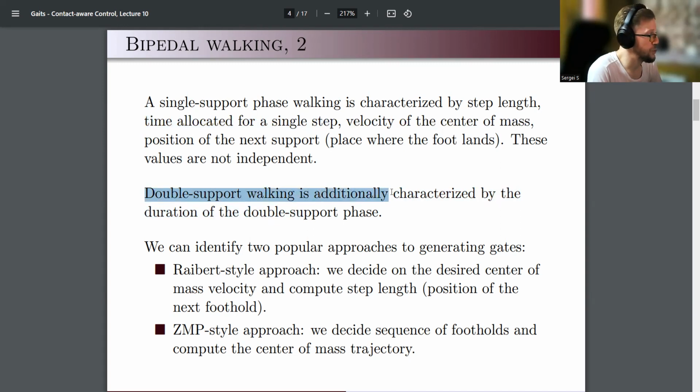Now, for double support walking, if you actually had a phase where both of your feet were standing on the ground, you would additionally have a duration of the double support phase, right? That is very characteristic for bipedal robots, and you would have an additional characteristic here. But that's it. During the double support phase, nothing much changes except the position of the center of mass. So it's quite easy to add this parameter. It's not going to be a completely revolutionary change.